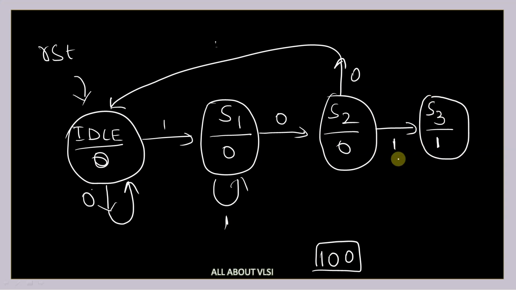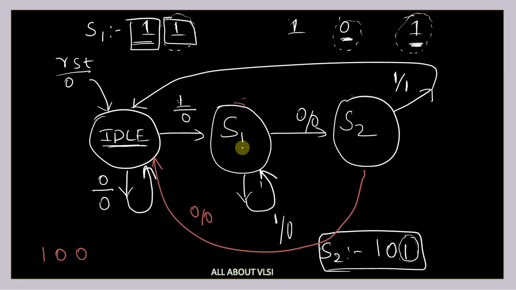If you get 1 when you are in S2 state, then your sequence has been detected and you are going to S3 state where you are making your output 1. But in the case of Mealy FSM, if you carefully remember, if you are in S2 state and you got 1, you are simply going to idle state. And if you got a 0 also, you are going to idle state.